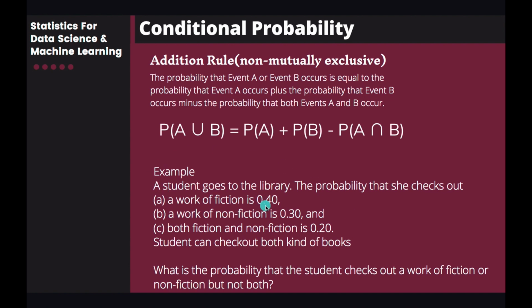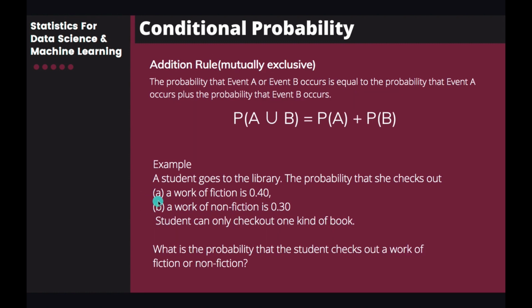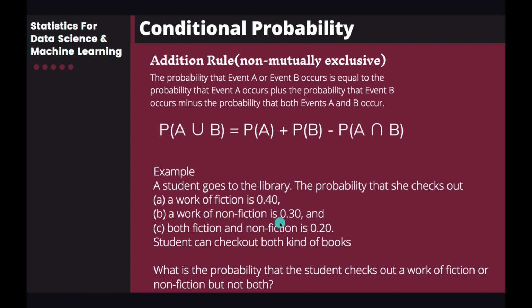Now, this is an extension of the example from this one, right? We're just going to use the same example. Now this one is saying the student is going to the library, and the probability that the student checks out a fiction book is 0.4. The probability that the student checks out a non-fiction book is 0.30. Okay, and then the probability that the student will check out both of the books, that is both fiction and non-fiction book, is 0.20.